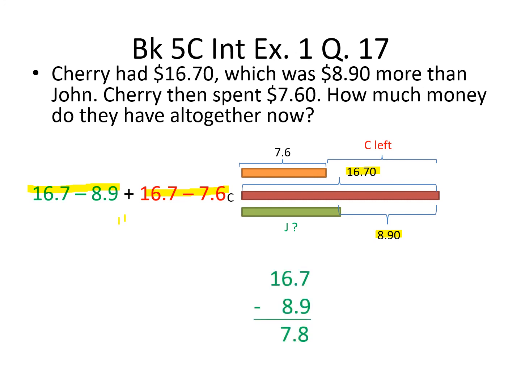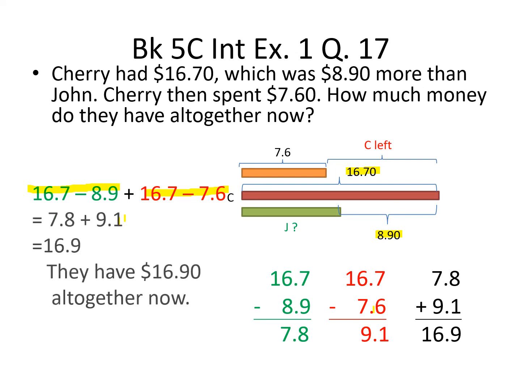So for the column form, 16.7 minus 8.9, it is 7.8. And then second column form, 16.7 minus 7.6, it is 9.1. So we add up these two answers, it will be 16.9. So the final answer is $16.90. They have $16.90 all together now.